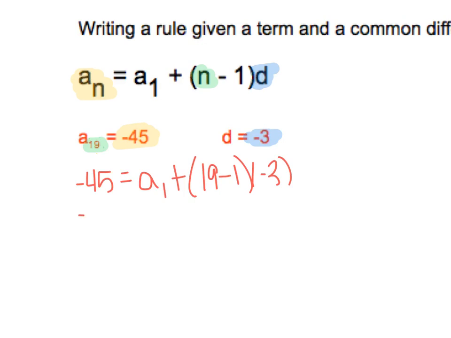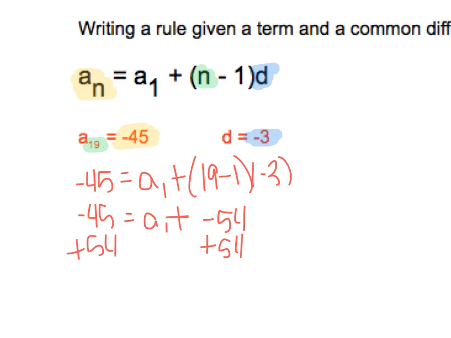So I'm going to have negative 45 equals a sub 1 plus 19 minus 1, which is 18. 18 times negative 3 is negative 54. If I add 54 to both sides, I get that the first term in my sequence is 9. Now that's not the rule, that's just the first term.